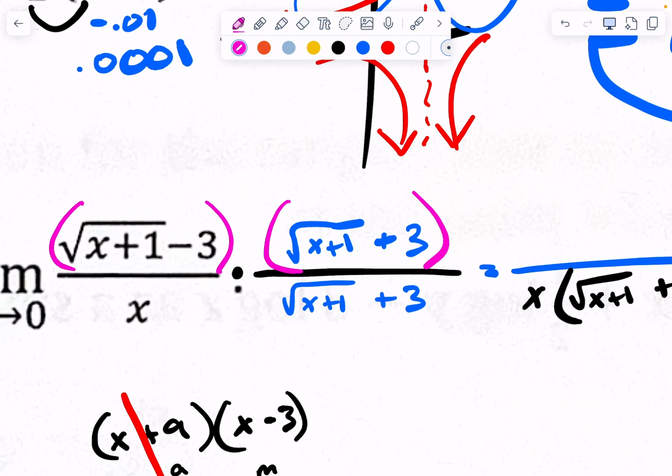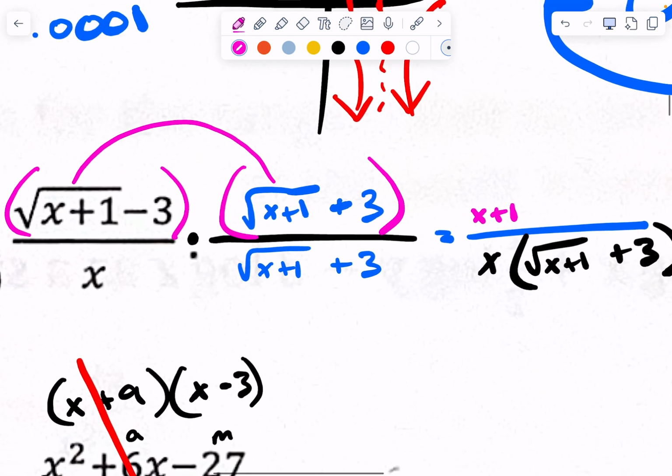We gotta FOIL them. Okay, what's the square root of x plus 1 times the square root of x plus 1? It would be like the square root of x plus 1 squared. X plus 1. It's just x plus 1. It just falls out, right? Like the square root of 3 times the square root of 3 is just 3, right? If you take the square root times itself, it will go away, okay?